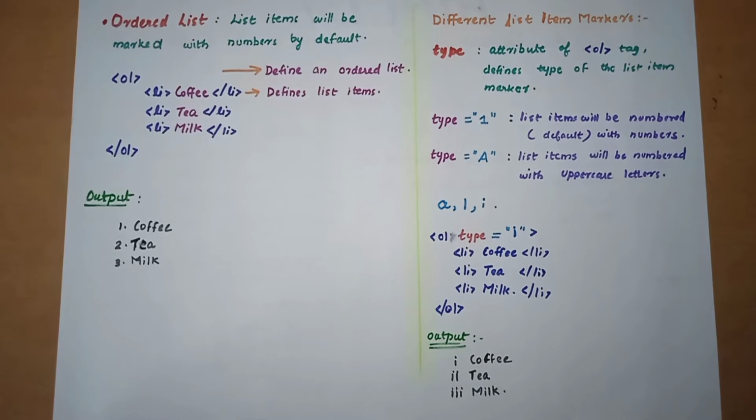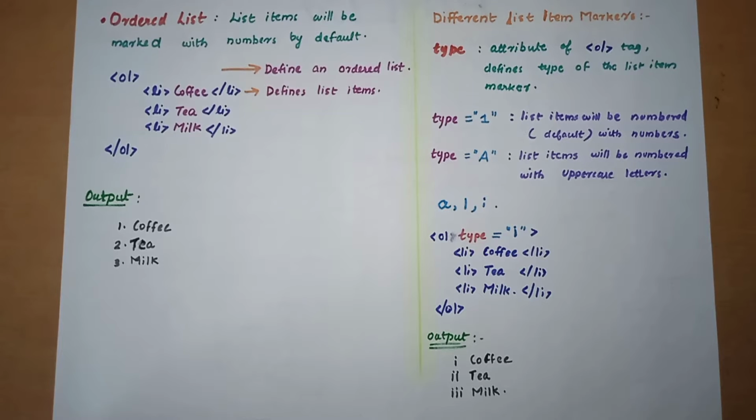The next one is the description list. We can see that next.